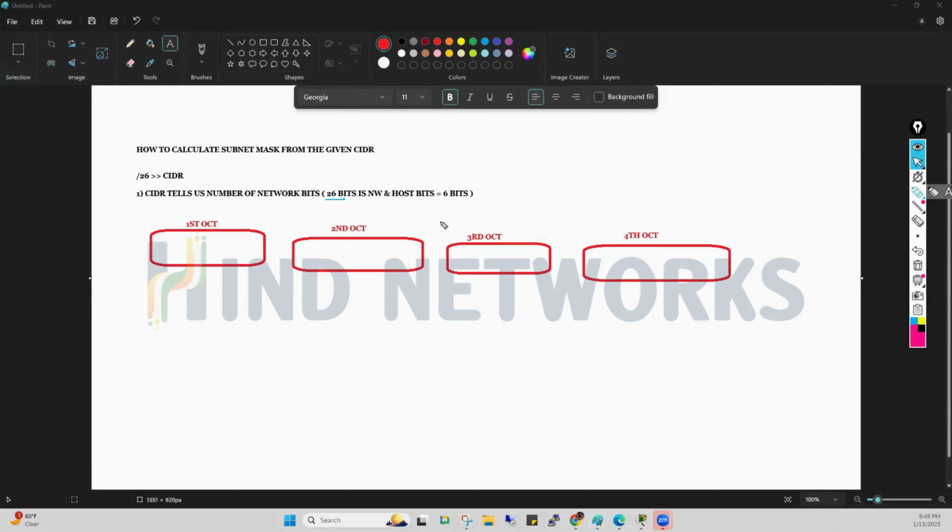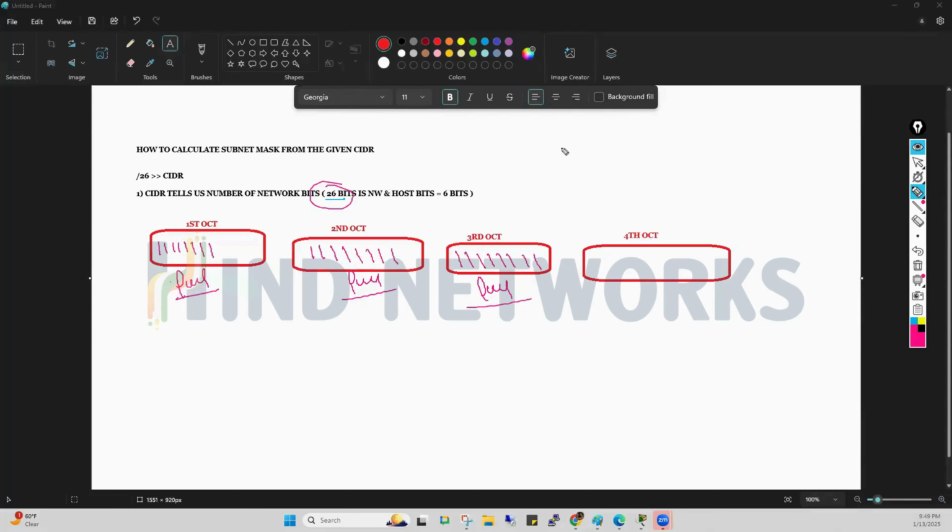Now write all the bits here. 26 bits are there, right? So how can you write? 1, 2, 3, 4, 5, 6, 7, 8. This octet is full now. 1, 2, 3, 4, 5, 6, 7, 8. This is also full now. 1, 2, 3, 4, 5, 6, 7, 8. This is also full now. Clear? Understand, everyone? Yes or no?